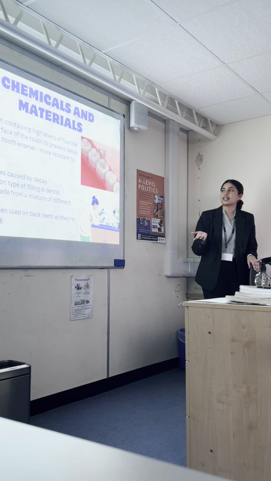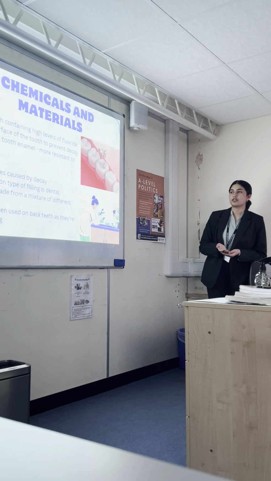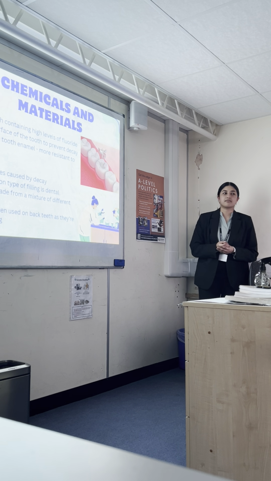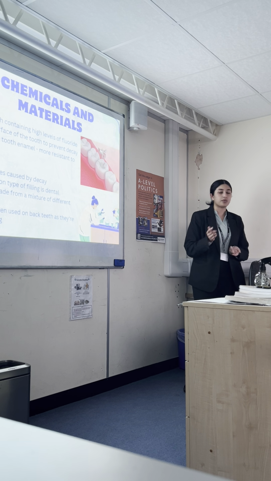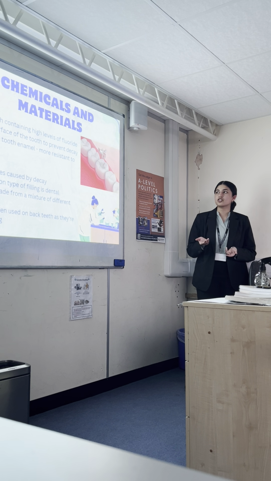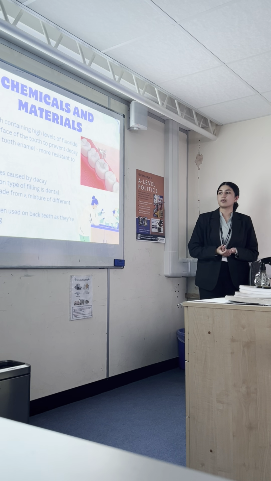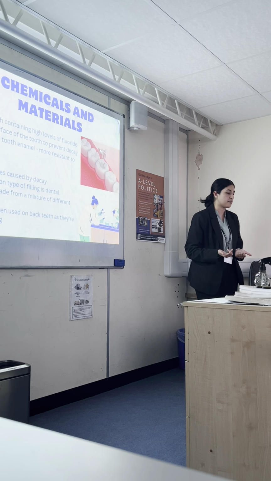And so here are some chemicals and materials that are used. So you all know fluoride. Sometimes after a procedure, the dentist puts fluoride over your teeth, which is like a varnish that prevents decay because it strengthens the tooth enamel and makes it more resistant. And then you have fillings, which repair cavities caused by decay. The most common type of filling is dental amalgam, which is made of different metals. And amalgam is often used on the back teeth as they're hard wearing and more prone to damage.